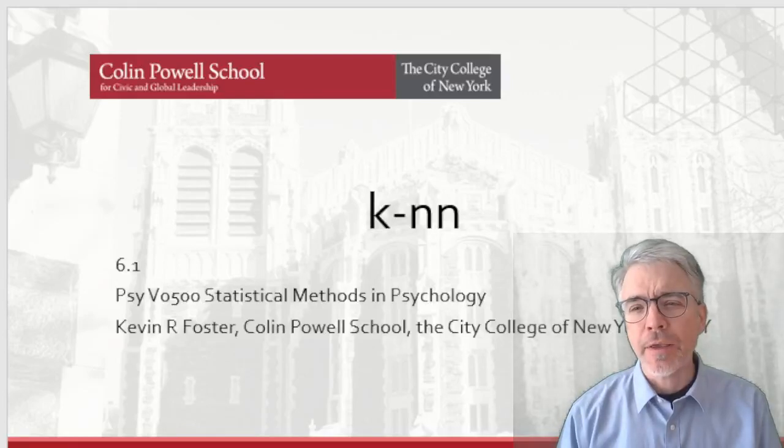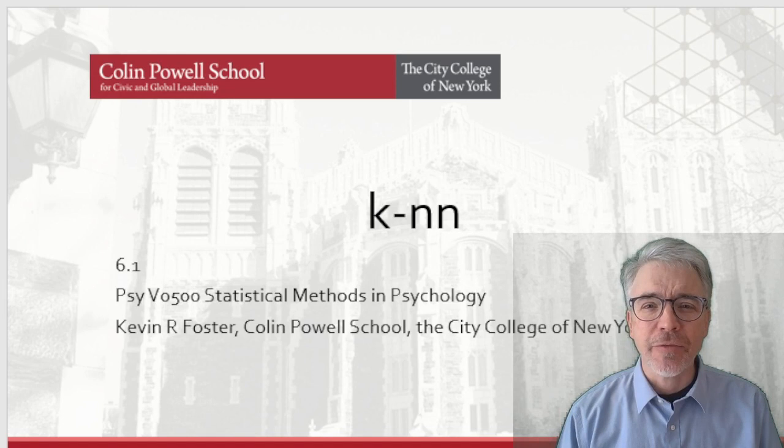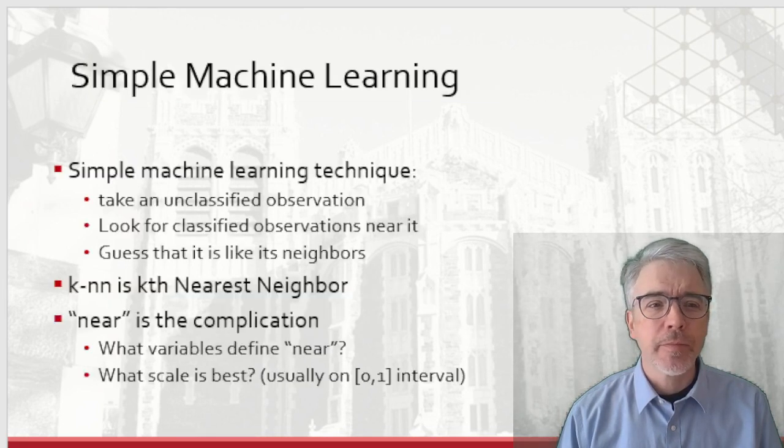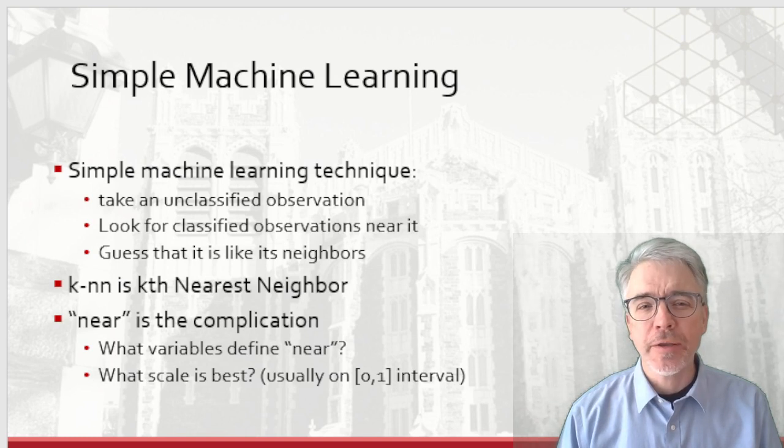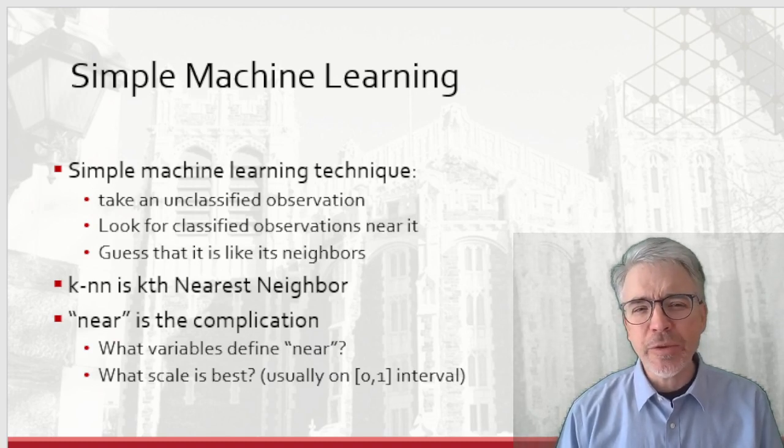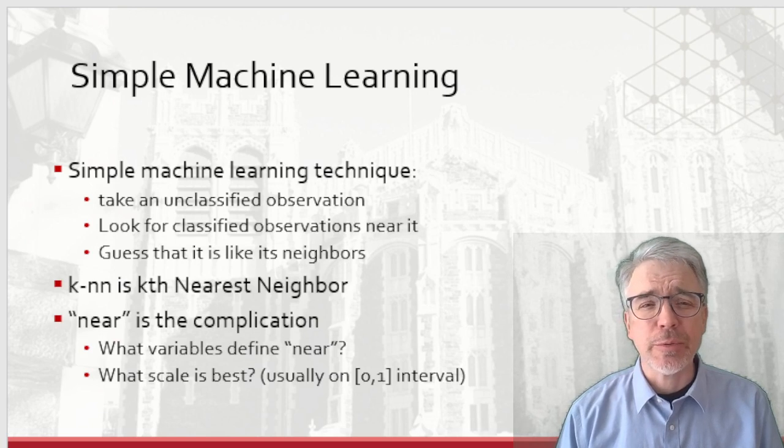We're going to talk about a simple machine learning technique, KNN classification. So we have some observations that we've already classified, and the goal is to take an unclassified observation, something we don't know, and predict what classification would be best for that. This is a simple idea, and it's actually an extremely simple procedure.